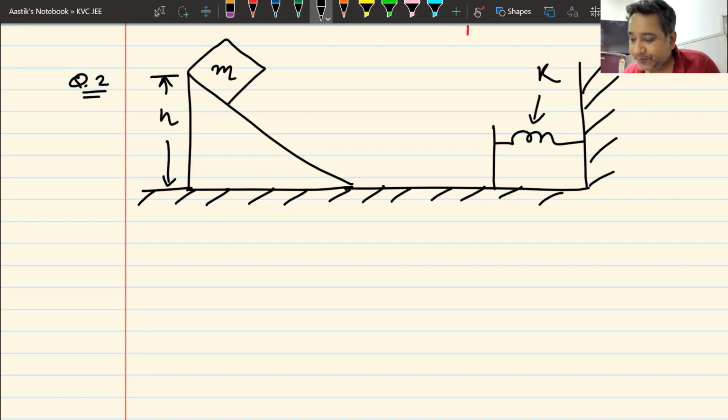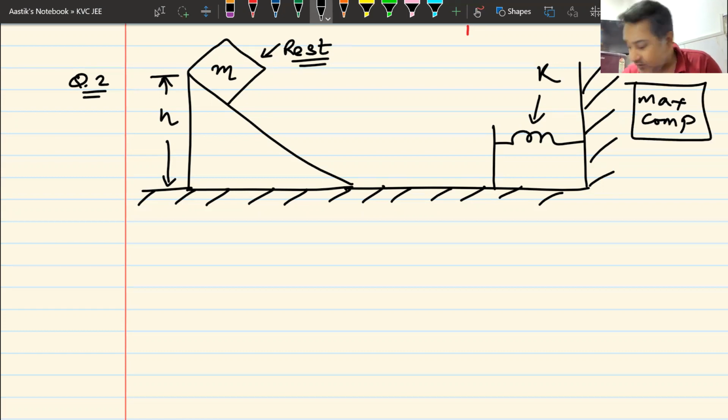What will happen here is that this block is at rest. I am going to release this block. This block is going to come down, then it is going to move on the horizontal track. Then it is going to hit the spring and it will be compressing the spring. What I need to know is the maximum compression in the spring. So you have to give me the answer for maximum compression in the spring. Your time starts now.